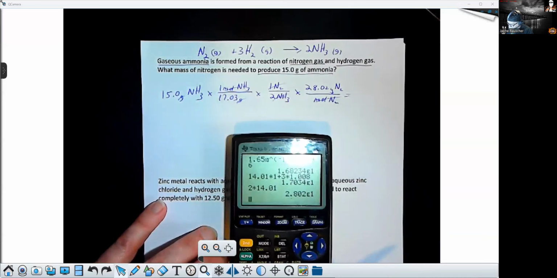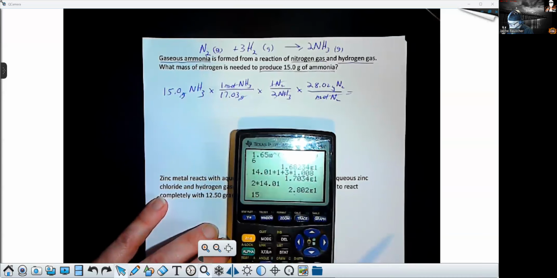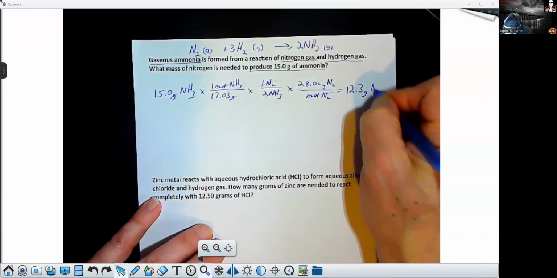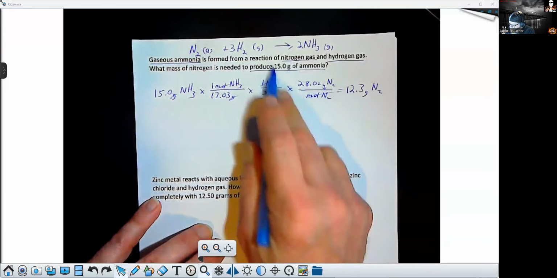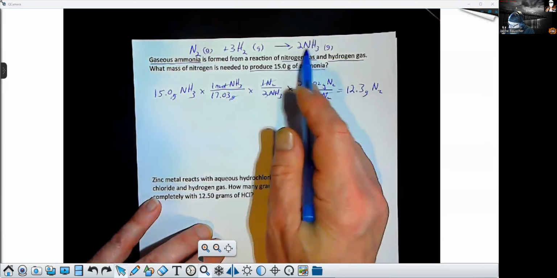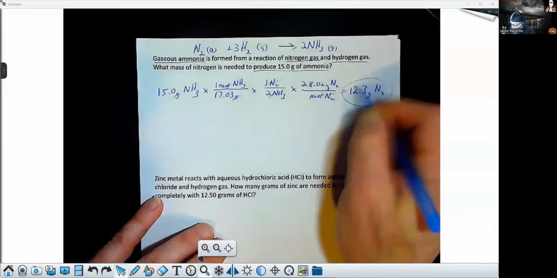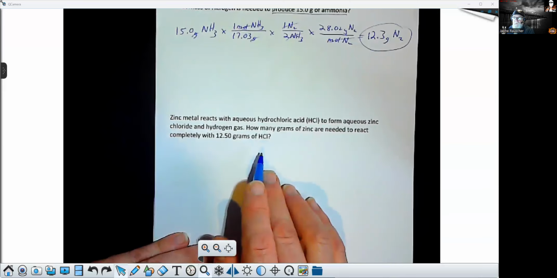Okay, so we'll do this calculation here. 15 divided by 17.03 divided by 2 times 28.02 equals. So this is going to be 12.3 grams of nitrogen, which makes sense. If we're producing 15 grams of ammonia, most of that mass is going to be the nitrogen because hydrogen weighs so little, right? But some of that has to be made up of hydrogen. So there's our answer there. How about we do another one more, huh? Or I actually have a couple more on the next page.